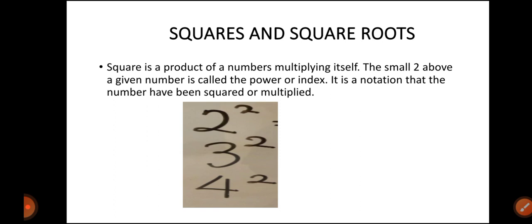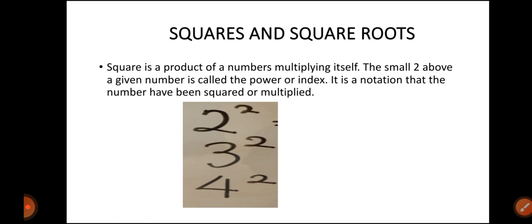So the symbol for square is a small two. When we say square a number, write that number down, then write a small two on top of it. If they say you should square 100, write the 100 bold and write a small two on top of it. That small two shows that we are squaring that particular number. It is a notation that the number has been squared or multiplied.